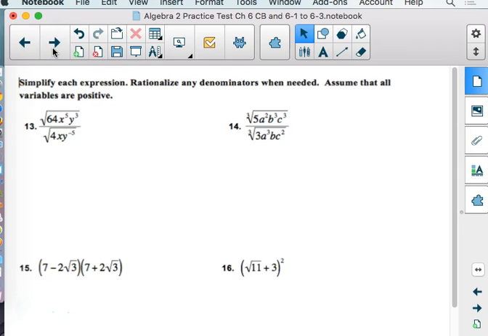13. Simplify each expression, rationalize any denominators when needed, assume that all variables are positive. That's nice. That means we don't have to do absolute value anymore. We have enough to think of. Hey, this looks a lot like the Monday mistakes person. What should we do with that?